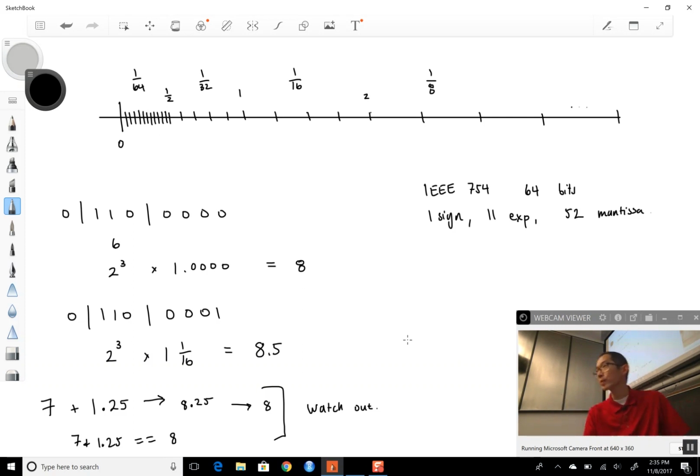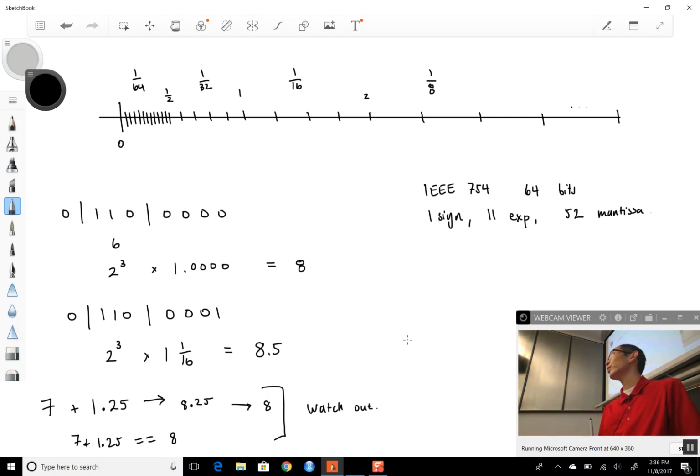Does the denormalization rule still apply? Yes. With the same rules, the normalized and the denormalized rules apply in the same way here. Everything I did with the mini float follows these rules almost exactly the same. It's just that I only have 3 exponent bits and 4 mantissa bits. Everything else is exactly the same.